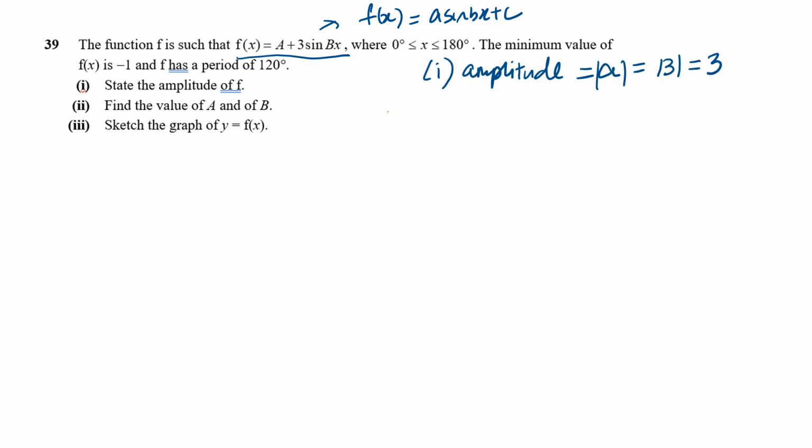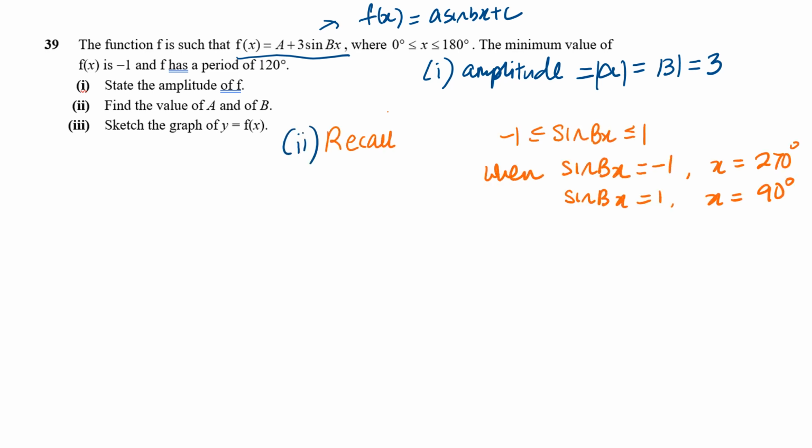Okay, amplitude is easy. Basically, it's just the value of a. In this case here is 3. Right. Part 1, that's very easy. Easy mark for 1 mark. Okay, part 2 is slightly harder. Find the values of a and b. Okay, so this is what I mean by the concept I mentioned just now.